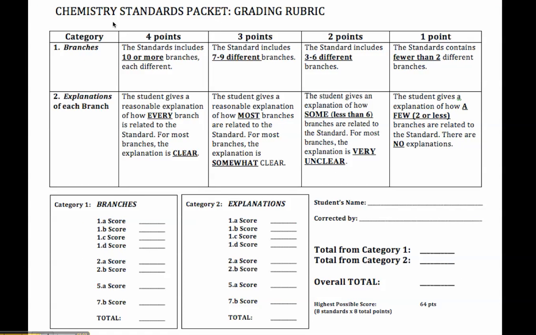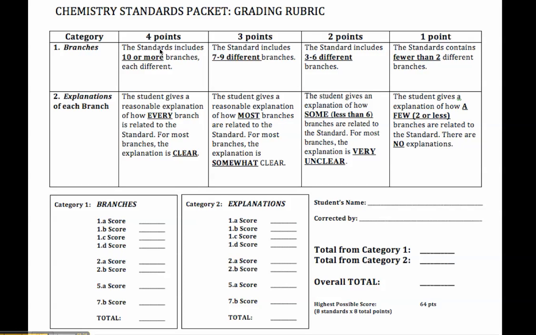Here is the chemistry standards packet grading rubric that you're going to get. And category 1, branches: 4 points for 10 or more branches. 3 points if you have 7 to 9 different branches. 2 points if you only have 3 to 6 different branches, and 1 point if you have less than 2. Okay. The explanation of each branch is like so.